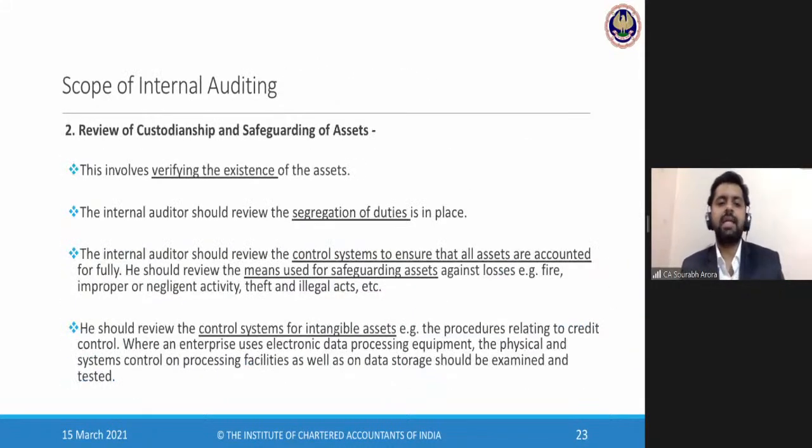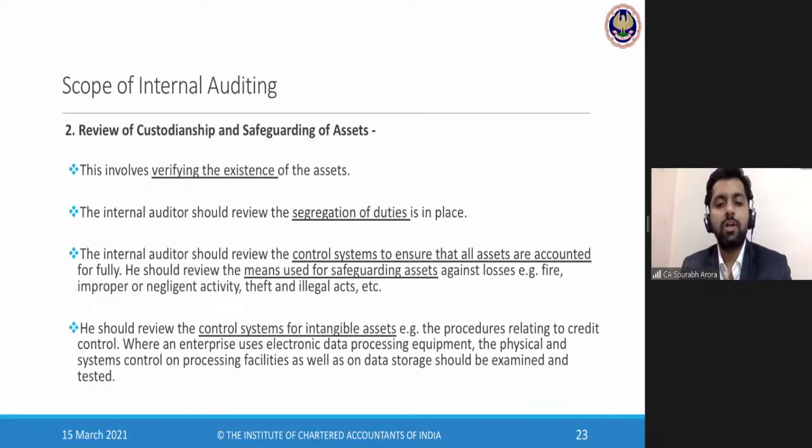Second is review of custodianship and safeguarding of assets. Verify the existence of the assets, whether the assets exist or not. And this is very important in case of intangible assets. For example, software. Understand that in case of software, you do not get any physical asset to verify. You only get some codes over emails. So you should verify their existence as well. Then review the segregation of duties, another very important concept.